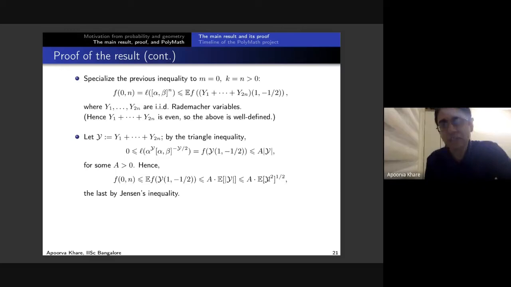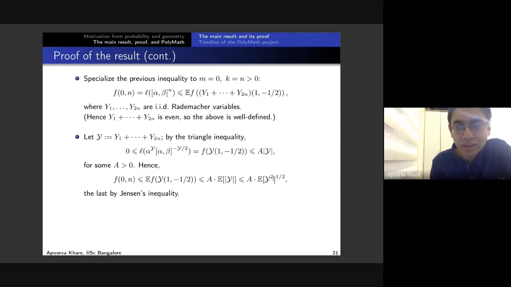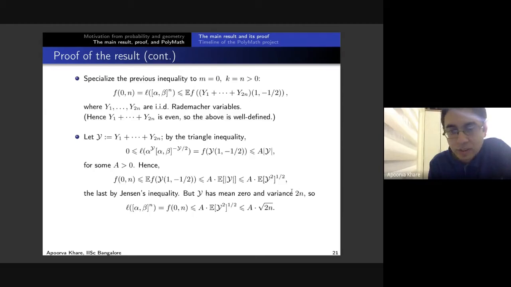But now the big important point to remember is what one uses in proving the weak law of large numbers as well. If you take a sum of binomials, then the variance is linear and the expectation is a square root. So it grows slower than linear. In particular, this is a shifted variance, this number is linear, so with the square root here, you get square root. Because y has mean 0 and variance 2n, this f of 0, n, which is the length of the commutator, is less than the expected value of this number, and that is less than or equal to a times the square root of 2n.